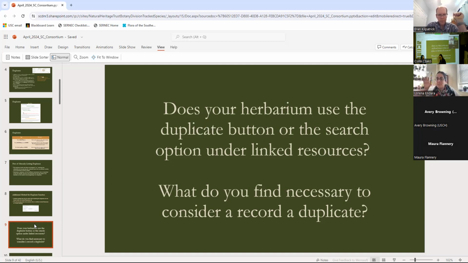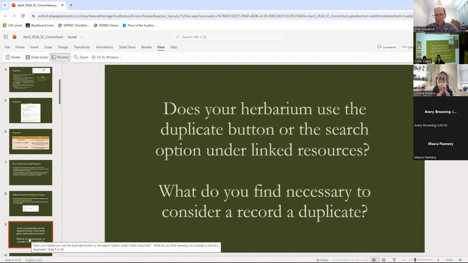We are not using it. We're not using it, but I consider something a duplicate when I go one step farther and go to the labels in other collections, and if they are the same, then I consider it a duplicate. Otherwise, I don't. My answer would be the same as Lorena's. I don't use the duplicate button, and my definition of a duplicate would be similar.